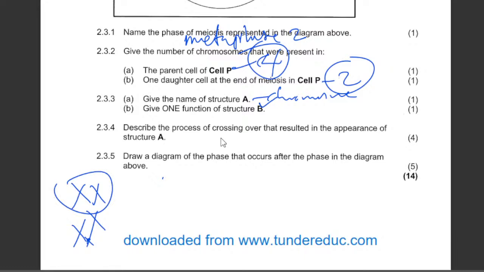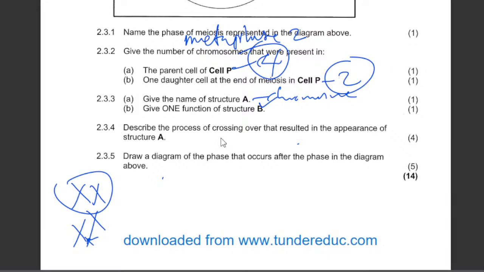So homologous chromosomes align together. Chromatids of homologous chromosomes cross over at a point called chiasma, and then after that they exchange their genetic material, and then they separate or split to form two genetically different chromosomes. This process occurs in prophase 1. You can also talk about that, so that you get the mark if it is there.